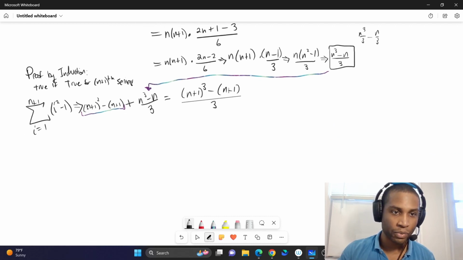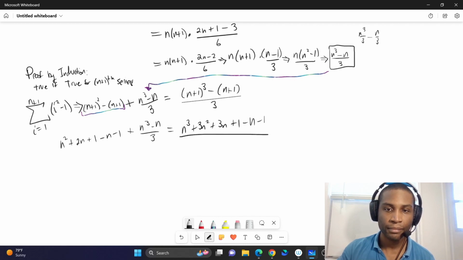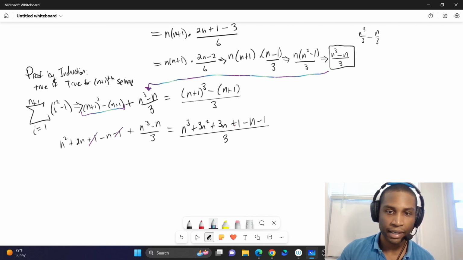This n plus 1 squared, I'm going to go ahead and expand that out. And then I'm going to distribute this negative. And then I'm just going to bring down this n cubed minus n over 3. I'm going to do the same thing over here with n plus 1 cubed, and again, distributing the negative, all over 3. This plus 1, this minus 1 is going to cancel out here and here.